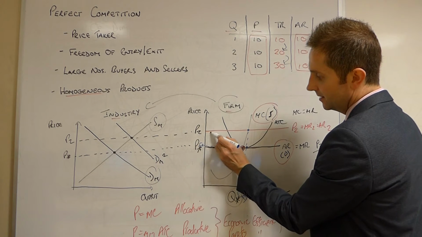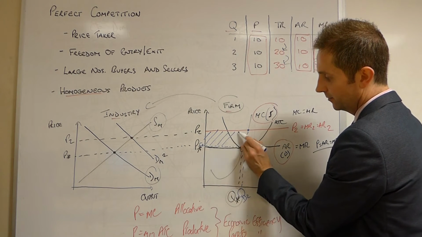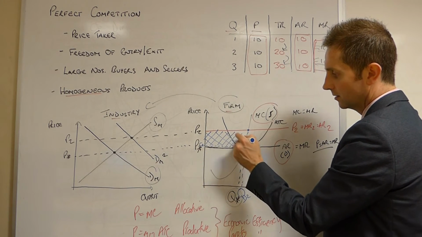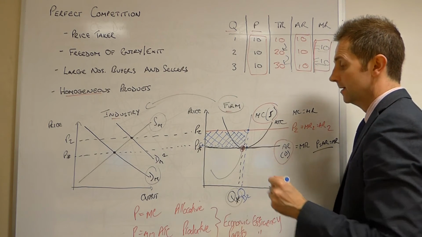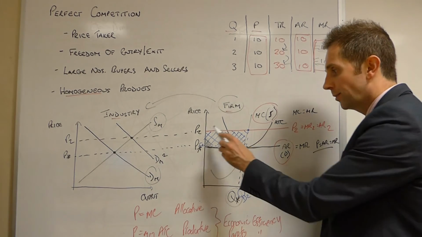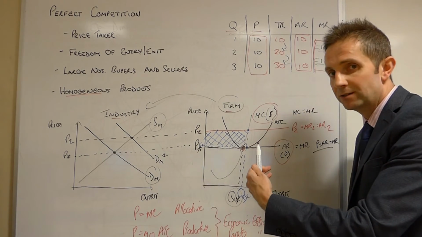So that means that this hashed area, the difference between the price and the cost, this hashed area here, is obviously an area in which price is greater than cost, revenue is greater than cost.